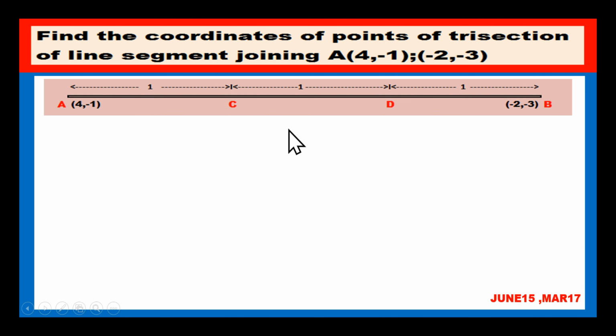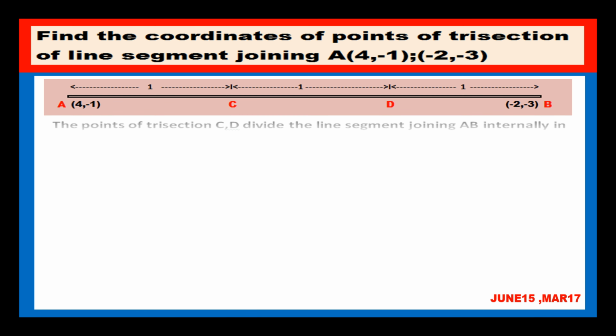Isn't it? Therefore, C may divide AB in the ratio 1:2. Similarly, if you observe D, D is at a distance of 1 plus 1, 2 units from A and D is at a distance of 1 unit from B. Therefore, D may divide the total line segment AB in the ratio 2:1. Okay. Now, in order to find the points of trisection, we have to find the internal division points. First point may divide AB in the ratio 1:2 and second point may divide AB in the ratio 2:1.